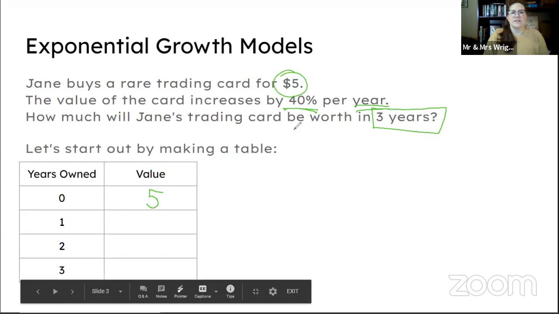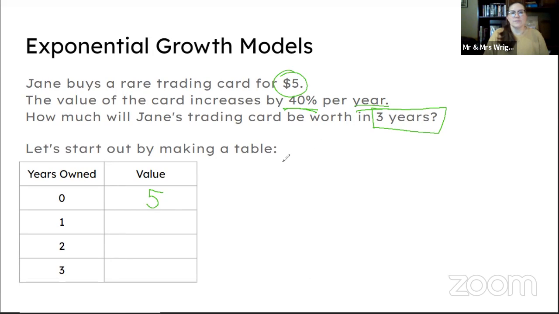Now, this increases by 40% every year. So the first year, it's going to increase by 40%. Well, how much is 40%? We have to take that $5 and multiply it by 40%. And remember, when you multiply by a percentage, you need to change it to a decimal. So you're going to move the decimal 2 places. So it's 0.4. And then you're going to input that into your calculator. So 5 times 0.4 is $2.